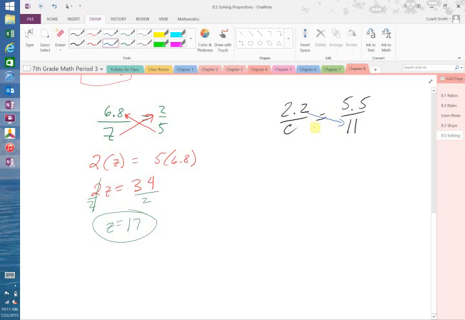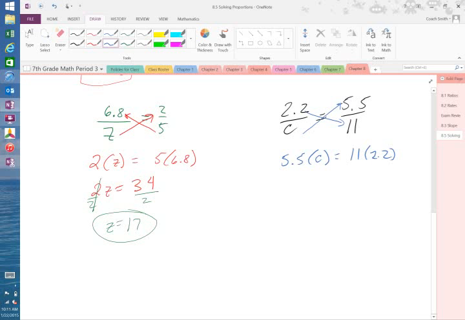We cross multiply. Remember, I am not going from top to top, bottom to bottom. I'm not taking 2.2 times 5.5. That would be regular fraction multiplication. Okay, so we have 5.5 times c equals 11 times 2.2.